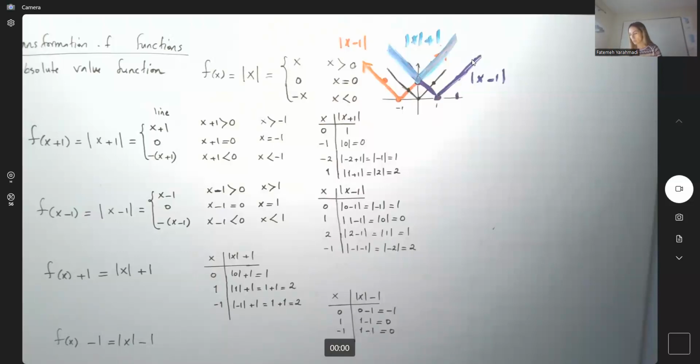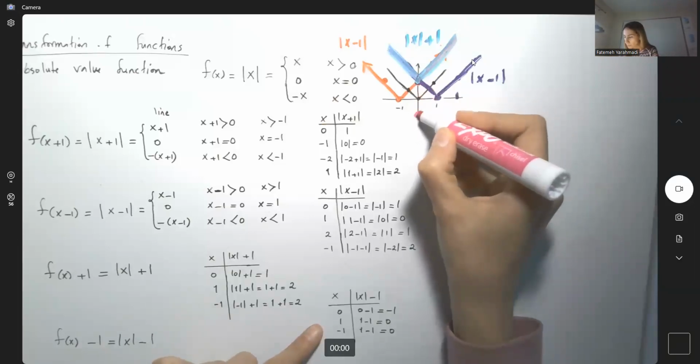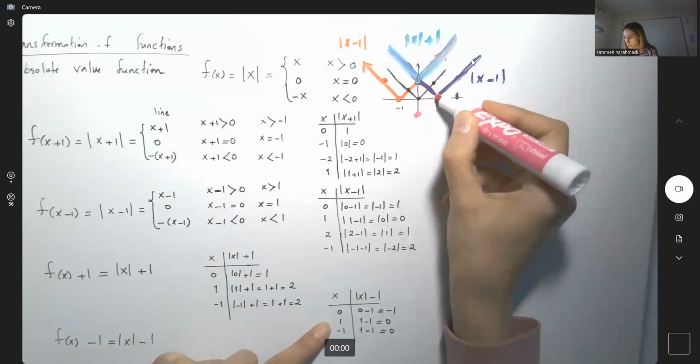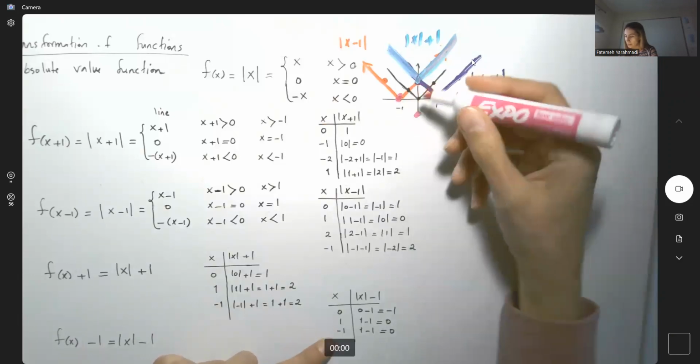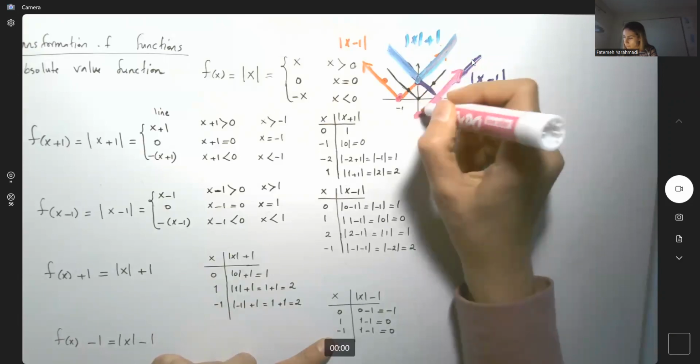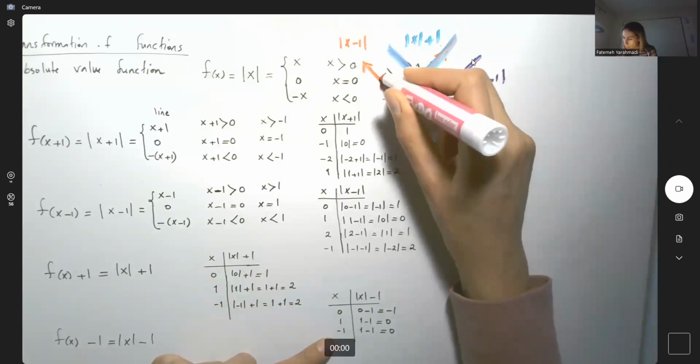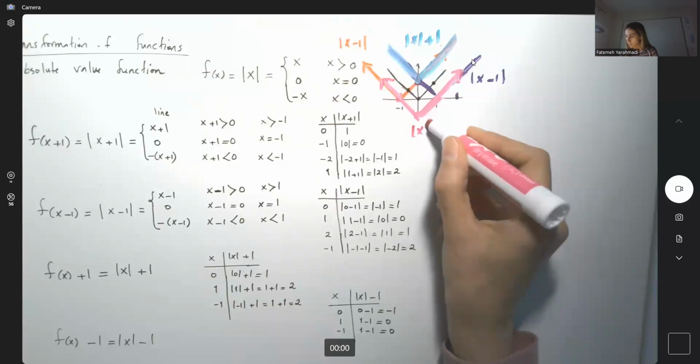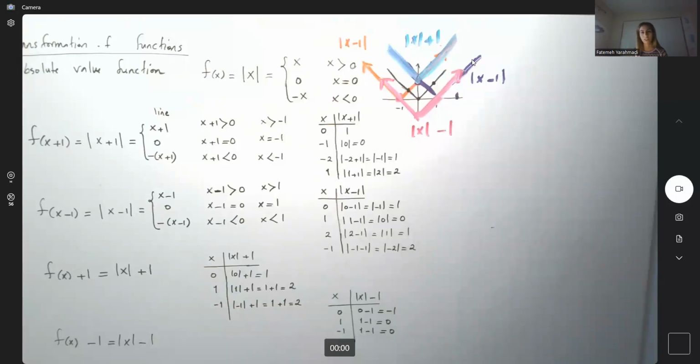Let's take a look at this. Color here. Okay. Pink. Okay. 0 and negative 1. 1 and 0, negative 1 and 0. So this is going to be the graph of absolute value of x minus 1. Vertical shift, 1 unit downward.